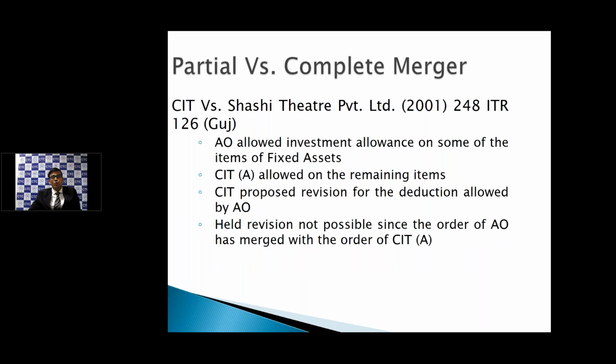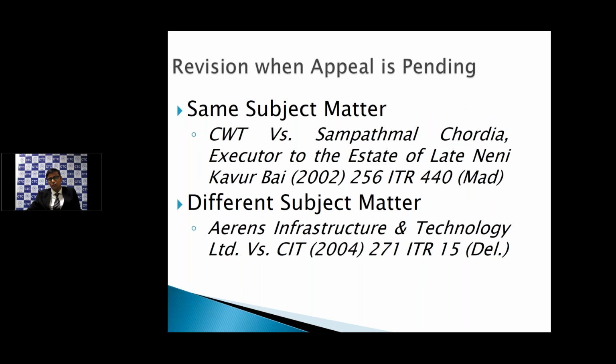In another similar scenario, Gujarat High Court in 248 ITR had an occasion in similar cases. In this case, investment allowance was claimed on some of the items of fixed asset and was allowed by the AO. For the remaining items which were not allowed, the assessee went to CIT appeal. CIT appeal allowed the remaining items. Now the items which were originally allowed by the AO itself, these were proposed for revision by the CIT. Gujarat High Court held that this revision is not possible since the order of the AO has merged with the order of CIT appeal. There are also some other sets of decisions. When it is the same subject matter, then revision is not possible. If it's a different subject matter other than the issue examined by CIT appeal, then revision is possible.